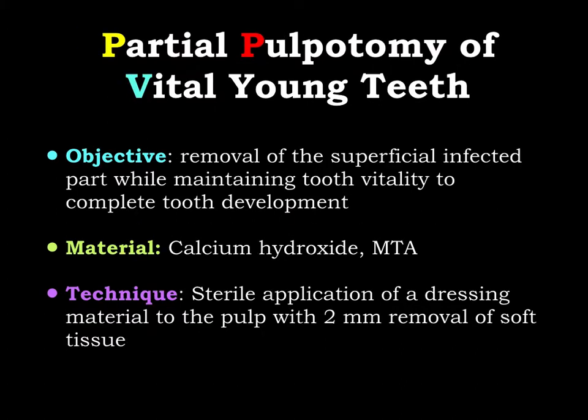One approach is to do a partial pulpotomy technique. This is usually when you have some inflammation. The pulp is vital, but it's a little bit inflamed. You can see some granulation tissue. So you can remove part of it, control the bleeding, and apply the material. This is all when the pulp is vital.